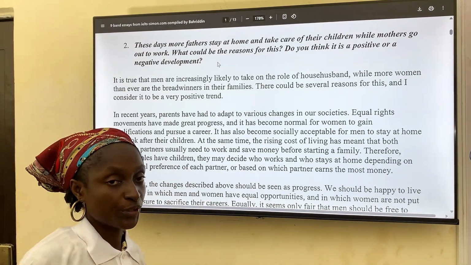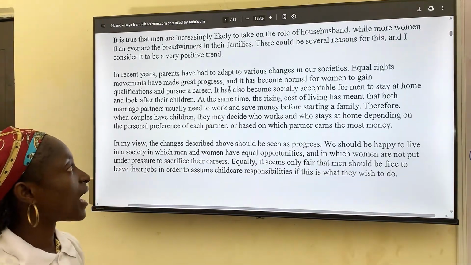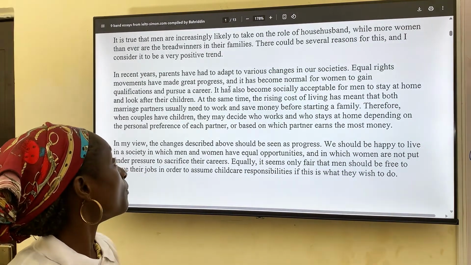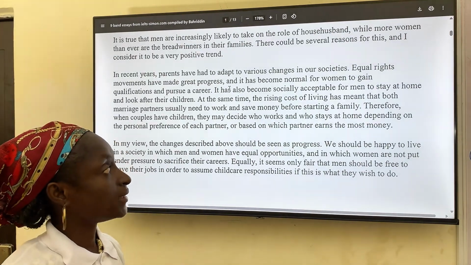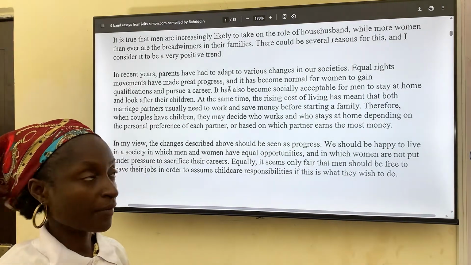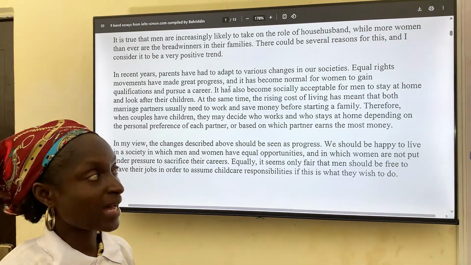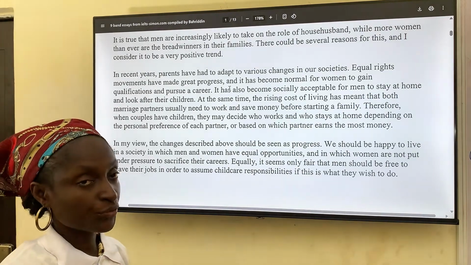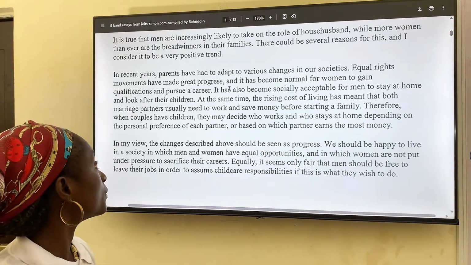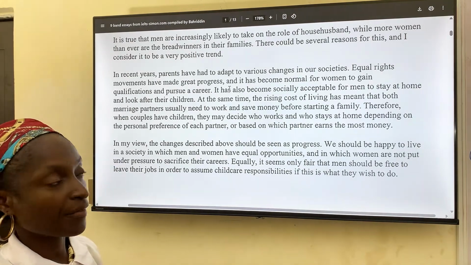So now let's move on to the body paragraph. In recent years, parents have had to adapt to various changes in our societies. Equal rights movements have made great progress, and it has become normal for women to gain qualifications and pursue a career. It has also become socially acceptable for men to stay at home and look after their children. At the same time, the rising cost of living has meant that both marriage partners usually need to work and save money before starting a family.